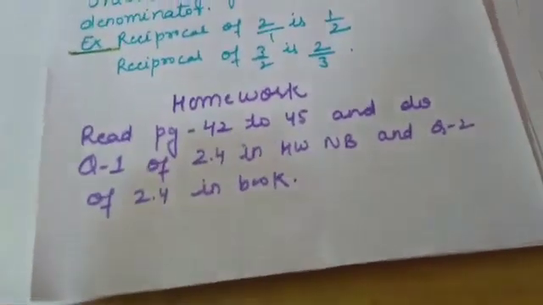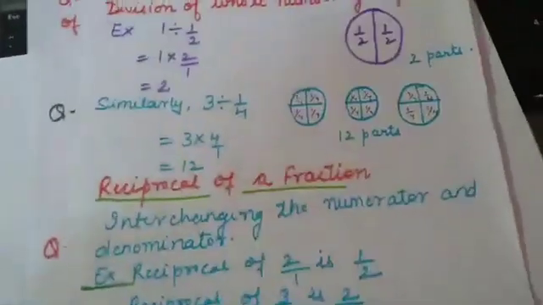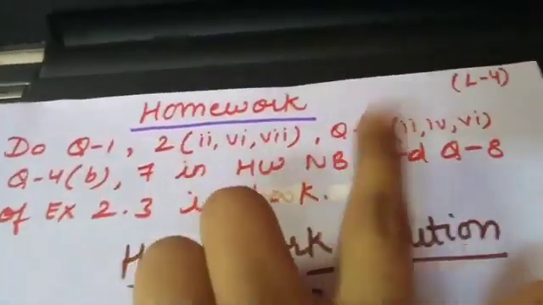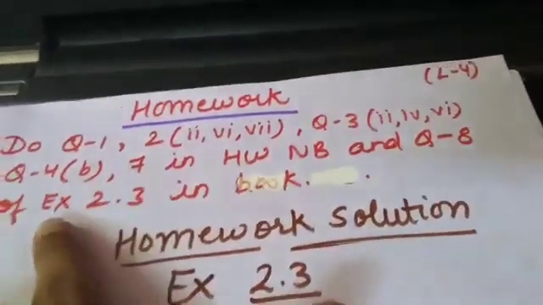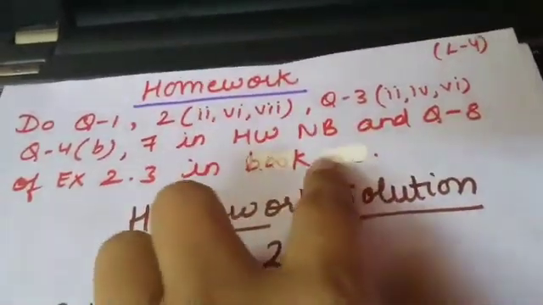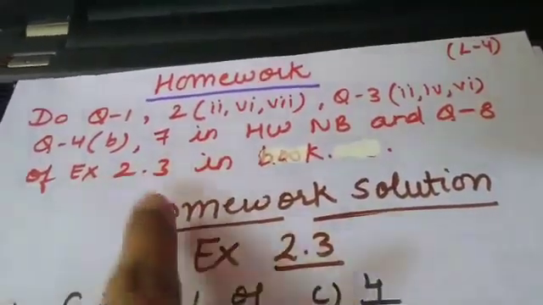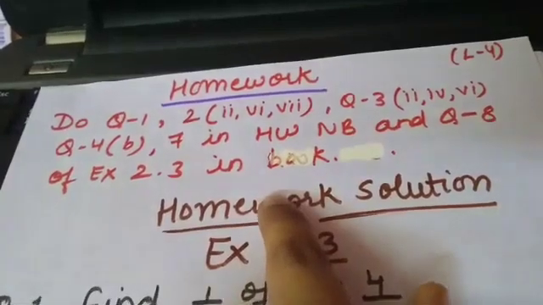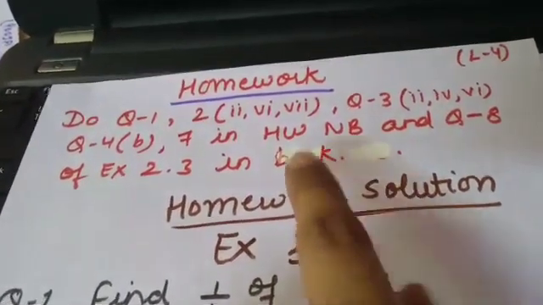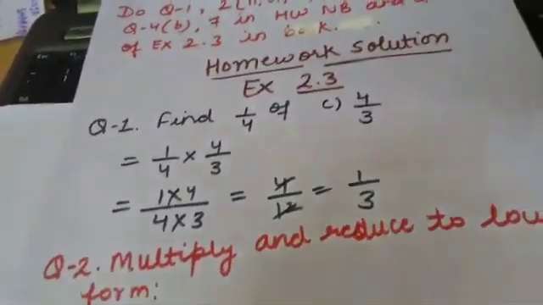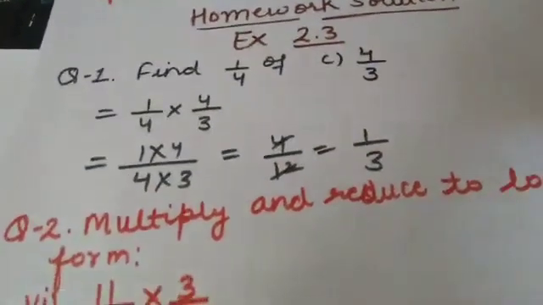Now let us discuss the homework solution of the previous lecture, that is lecture number 4. I have given these questions to do. What was the homework? Question number 1, question number 2 these 3 parts, question number 3 these 3 parts, question number 4 B parts, question number 7. These I gave in the homework notebook, and question number 8 of 2.3 you have to do in your book. So let us discuss the homework solution. Here I am taking only the difficult parts in which you might face some difficulty.